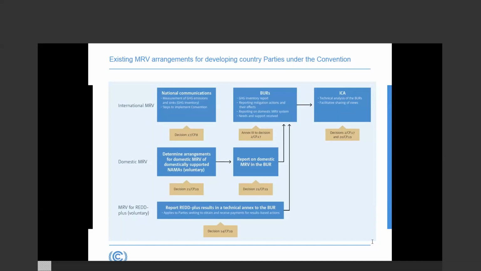Under the Convention, there is an obligation for national communications and also the BUR. The BUR is under the Cancun Agreements. Basically, each developing country needs to submit national communications every 4 years and a BUR every 2 years. All the BUR reports undergo the ICA process, which consists of first a technical analysis and second a facilitative sharing of views. Also, there are different layers such as domestic MRV to support all the reporting and review cycle. Also, there are MRV arrangements for the forest activities.